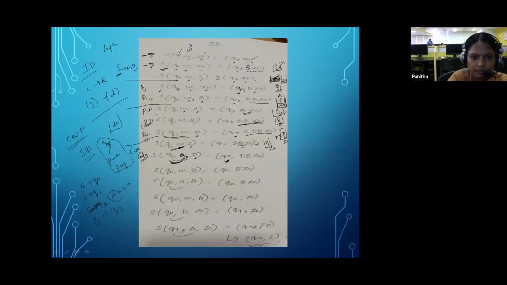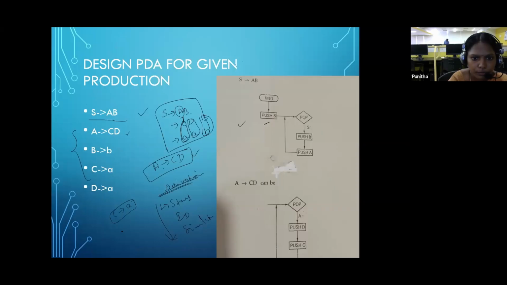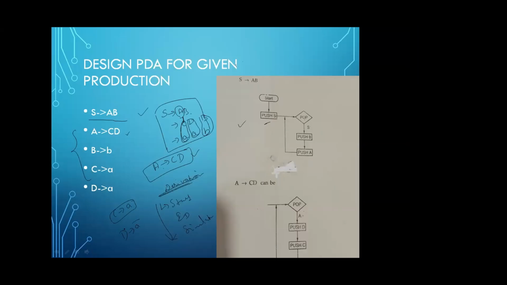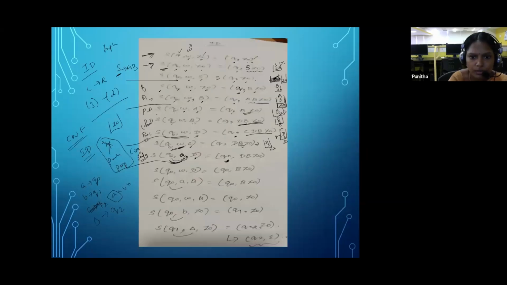This is the ID representation for the production C tends to A. Next I need to perform the ID for some other production. Which production should we take next? D tends to A. In D tends to A, I need to perform the pop operation.